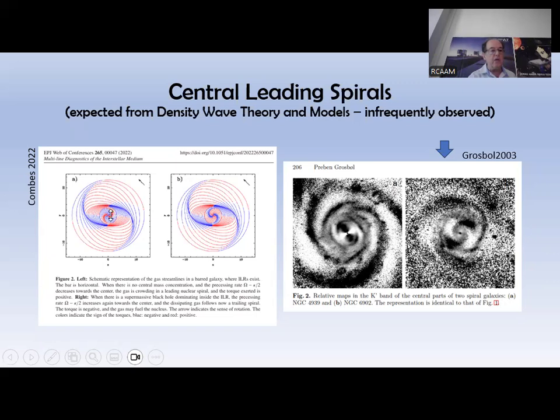And this red one should be there according to the theory, but it is almost not observed in galaxies. There are some cases, but you have to try really hard to find it in images of galaxies. And for instance, here on the right hand side, you see an image that was published by Preben in 2003, where you clearly see a leading spiral.